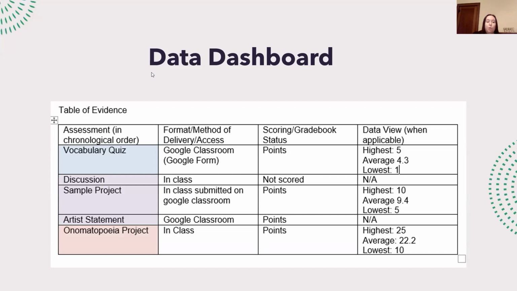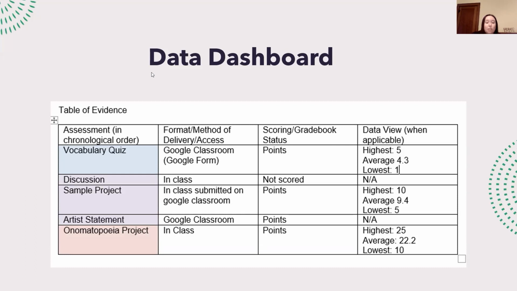For my data dashboard, I put all of the major assignments that the students would be doing. They have their vocabulary quiz, which can be found on my Google Classroom. It's in a Google Form. It is for points. As I put some data in there that I calculated, I have the highest point would be a 5, and then a 4.3, and then a 1.